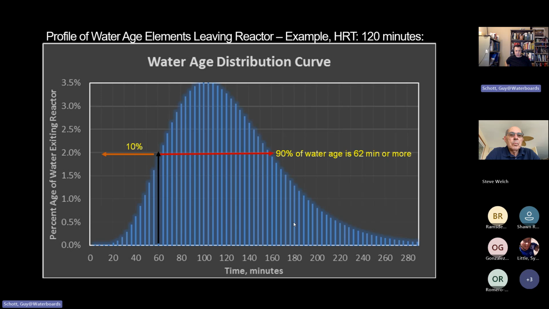What I said earlier is that you may wonder why we use 10%, versus say 5% or 15% or 20%. EPA just came up with the value of 10%. They want to ensure that at least 90% of the water has a certain disinfectant exposure time or water age. And so that's how that came about.